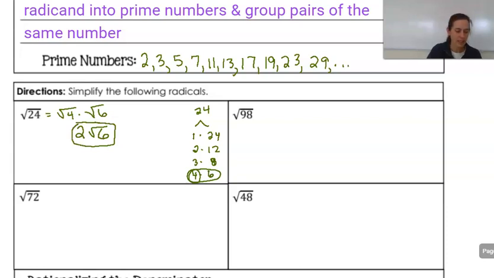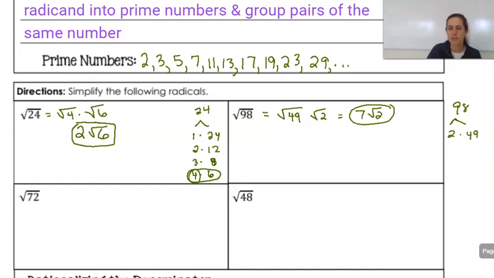Let's go ahead and take a look at the next one, square root of 98. The easiest method is if you can think of the largest perfect square that can go into 98. So in our case, it would be 2 and 49. So then I would break that down into 49, writing the perfect square first, times 2. And then that simplifies to 7 radical 2, because square root of 49 is 7.